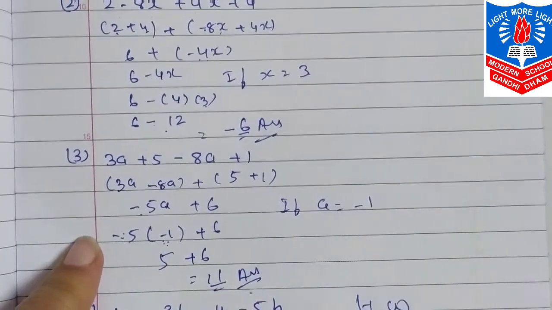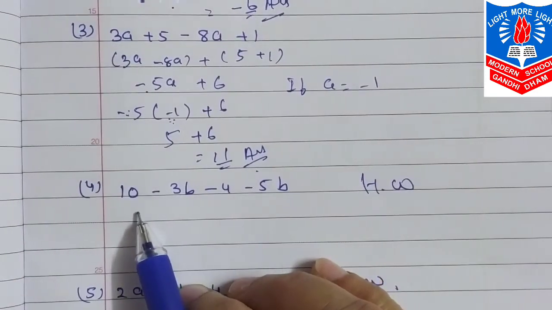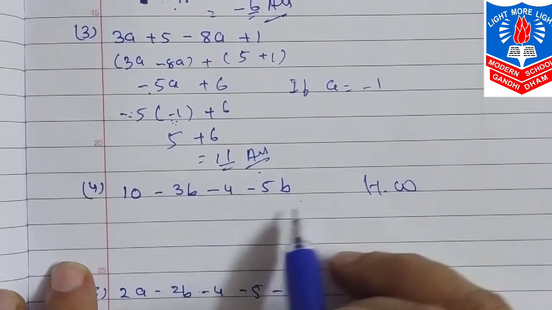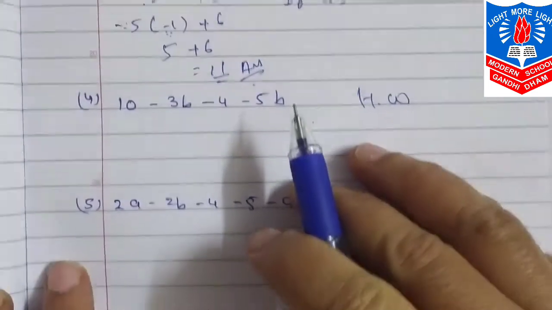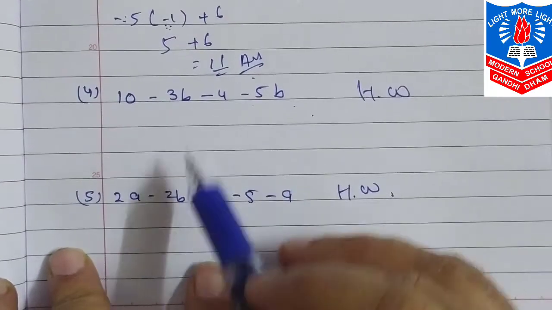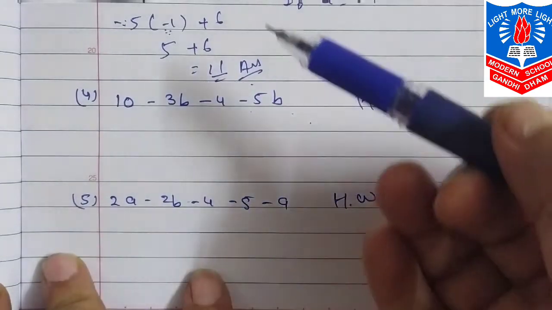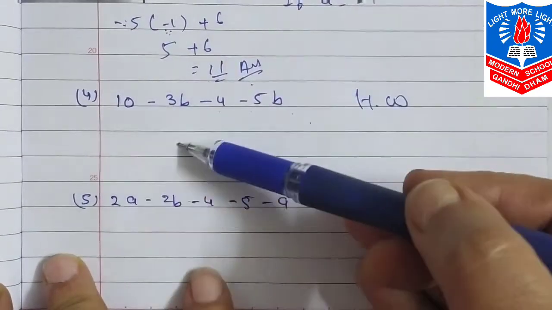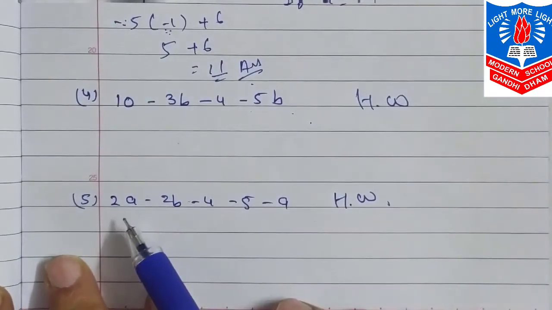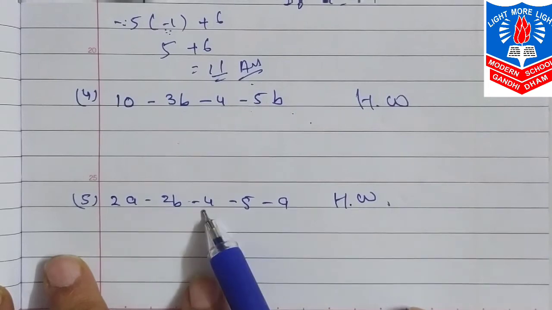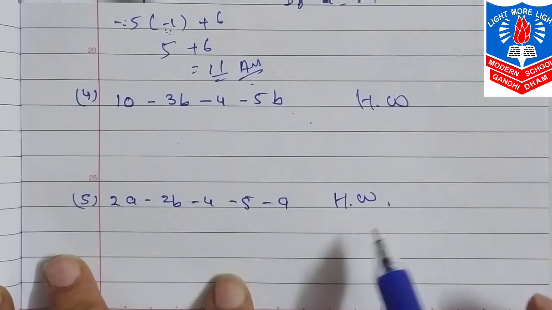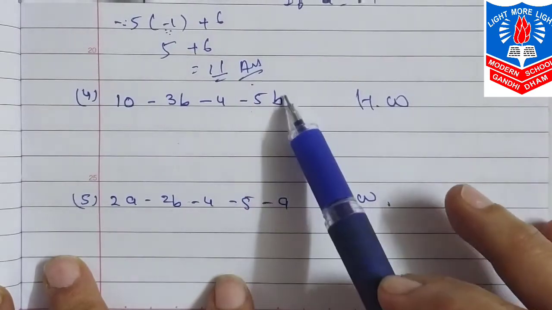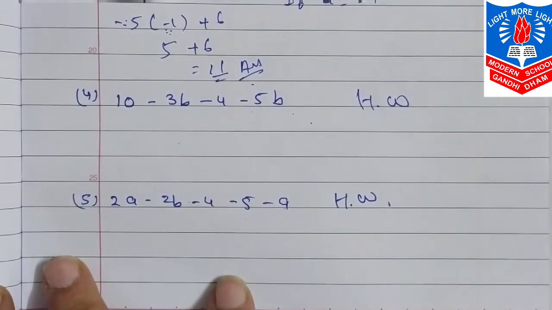Its answer. Fourth one, 10 minus 3b minus 4 minus 5b. It's for your homework because it's the same as question 7, 1 and 2. The way we solved 1, 2 and 3, you have to solve 4 and 5th in the same way as homework. 2a minus 2b minus 4 minus 5 minus 9. This question number 7, the 4th and 5th sums are for your homework.